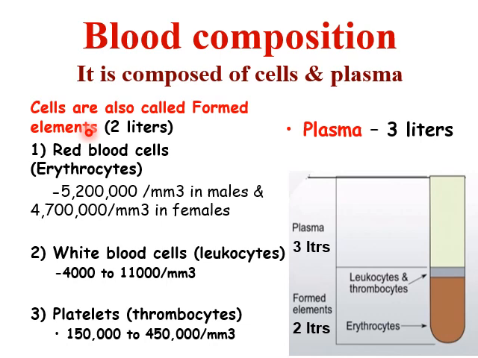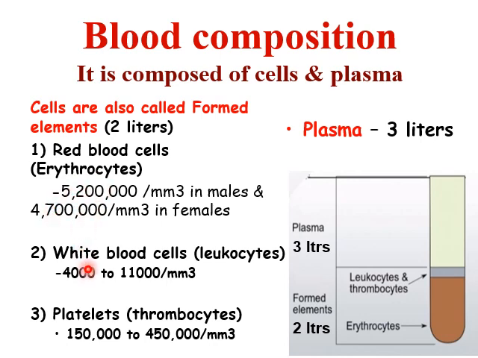The first are the red blood cells, which are also known as erythrocytes. Actually, the word erythro means red. The number is 5.2 million per millimeter cube or per microliter in males, and about 4.7 million per millimeter cube or per microliter in females. Here you can see that males have a greater number of RBCs as compared to females.